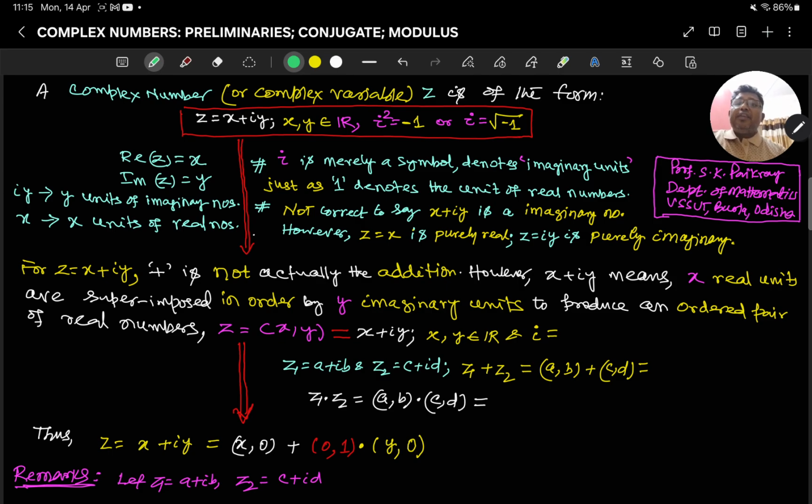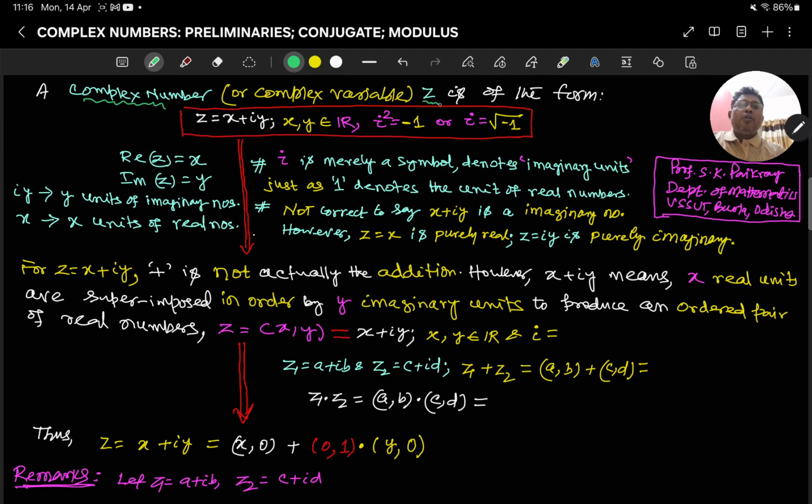Hello everyone. In this lecture, I shall discuss complex numbers. Basically, I will discuss here the preliminaries, the conjugate, modulus of a complex number, the basic properties, the algebra of complex numbers, and so on.